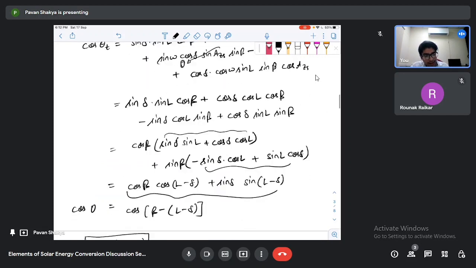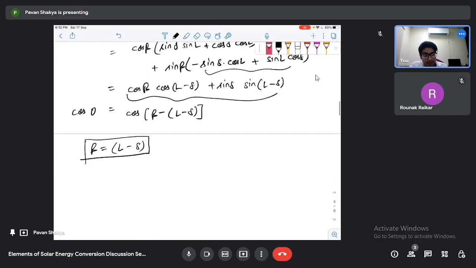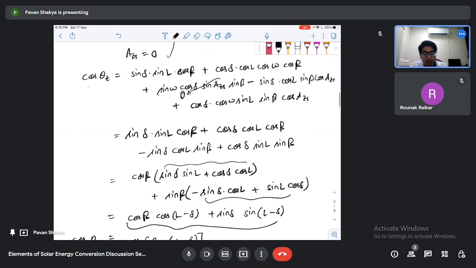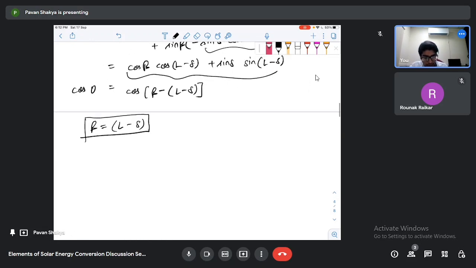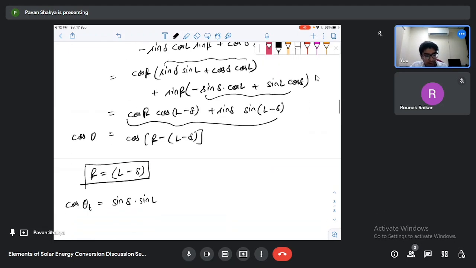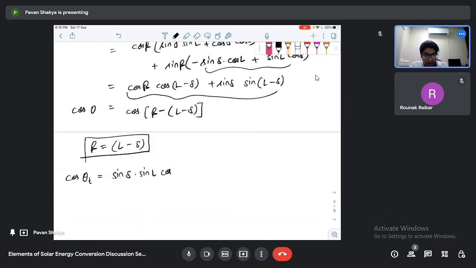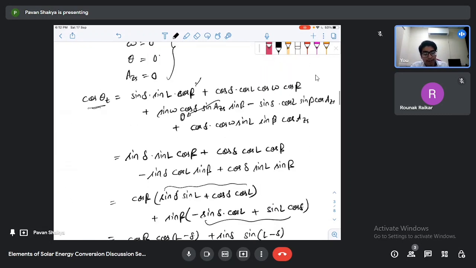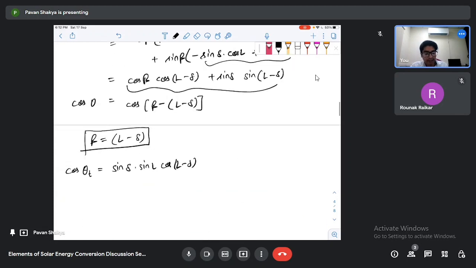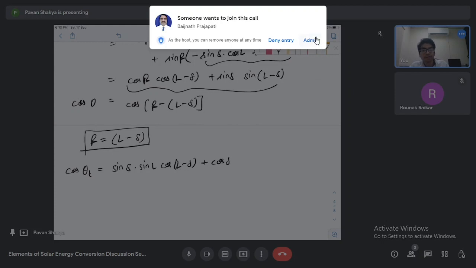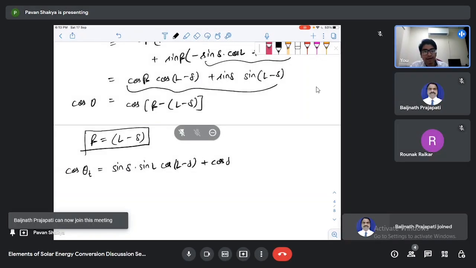So next, we will put this beta in the cos theta t equation. So this cos theta t will become sine delta sine L cos of L minus delta, where I have replaced beta by L minus delta. Similarly, we will replace every beta by this L minus delta.